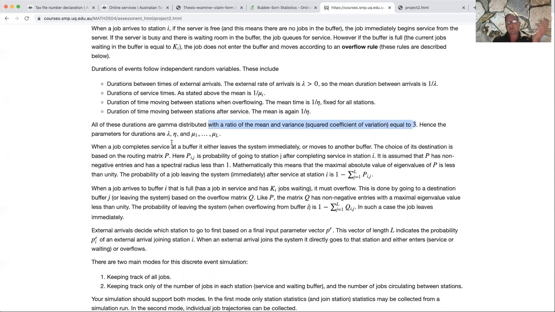So the parameters for durations: you've got that one number lambda, you've got that one number eta, which is going to be fixed actually for everything, and you've got the sequence of mu's. Okay, these are always inverses of the means, they're rates.